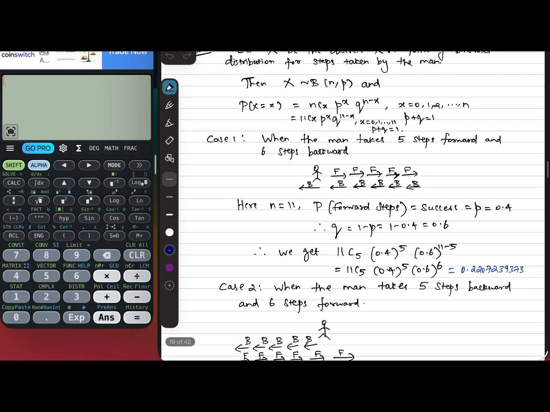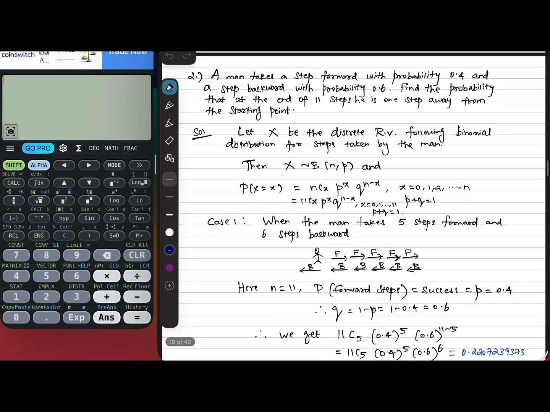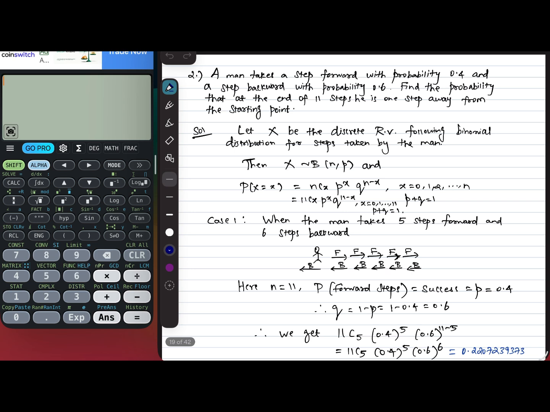Hi all. So today we will see the problem of binomial distribution again. A man takes a step forward with probability 0.4 and a step backward with probability 0.6. Find the probability that at the end of 11 steps he is one step away from the starting point.